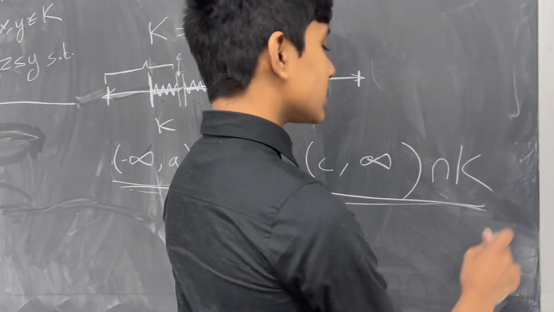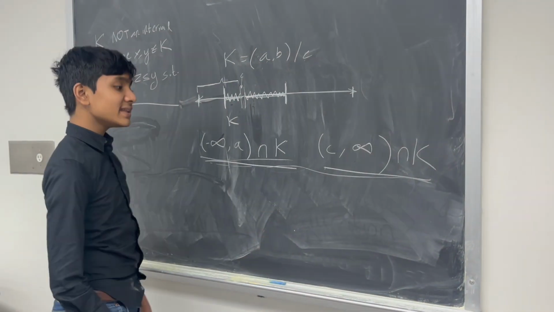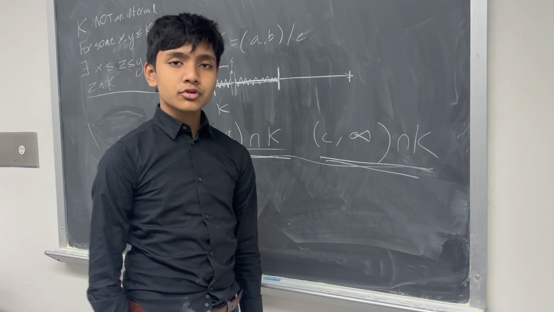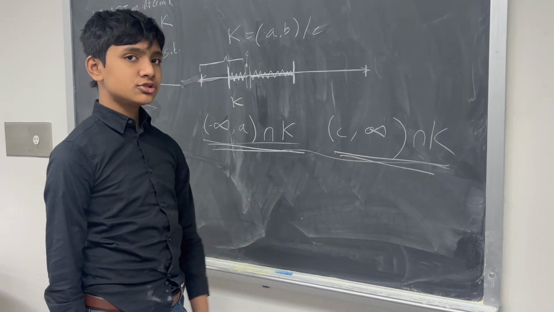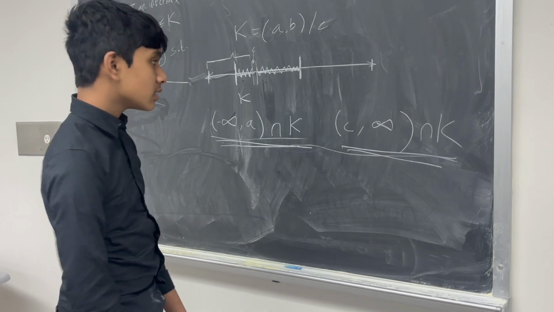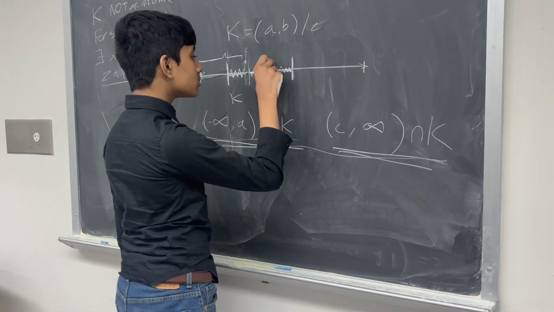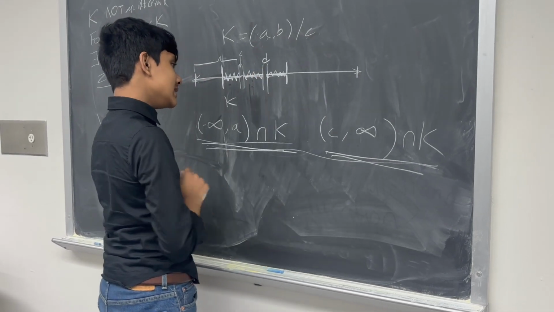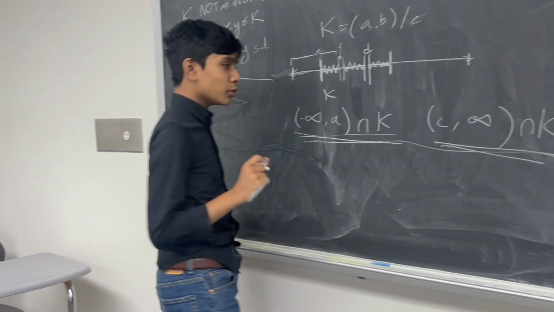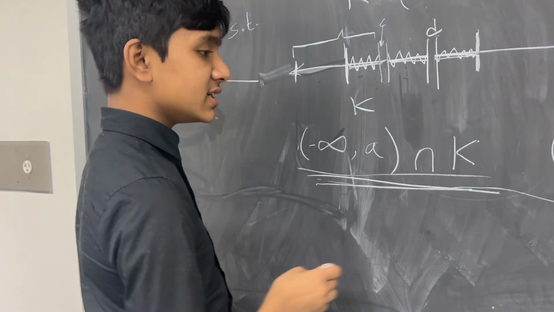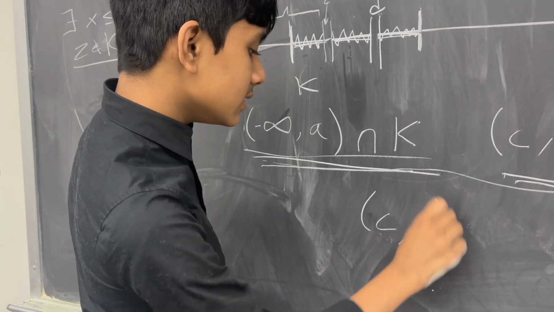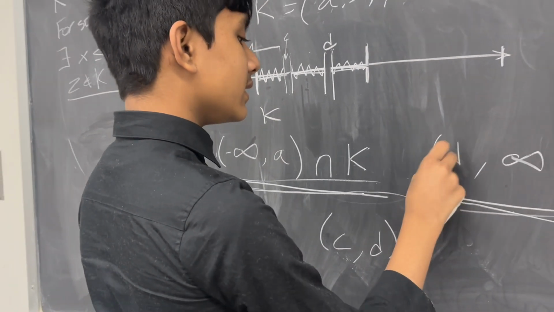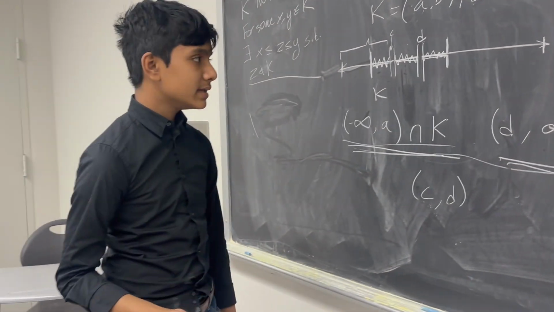So we managed to come up with two open sets that individually didn't cover the whole thing, but together cover the whole thing and are each disjoint. And of course, if I slice it up, I remove another point, let's say D. Now we have three open sets to describe it. Minus infinity to A, C to D, and D to infinity. And then we can keep cutting it up.